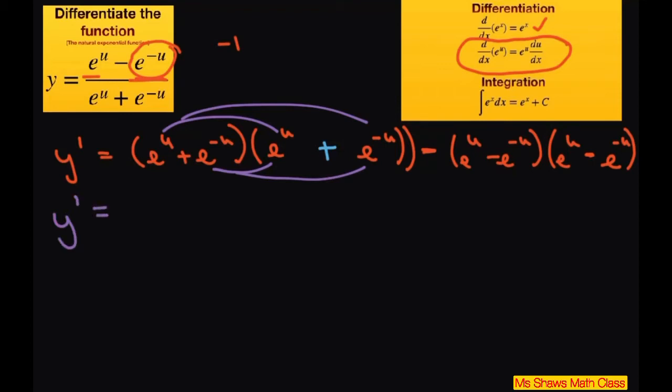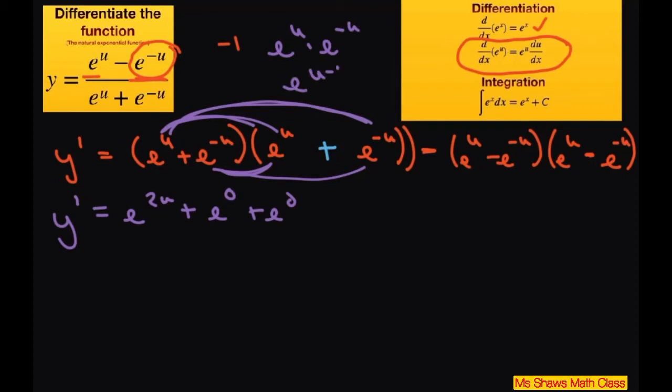And that's going to give you, the first piece is e to the 2u power plus, this is going to be e to the 0 power. This one's going to be plus e to the 0 power. Remember, when you have e to the u times e to the negative u, that's just e to the u minus u. So that's where you get your 0. And then the last one's going to be plus e to the negative 2u.